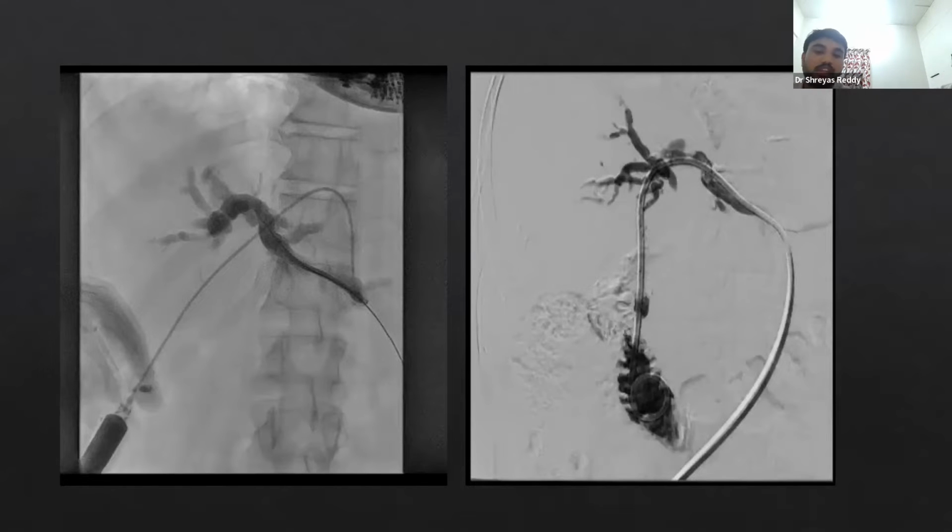Can you show the next image? What is being performed in this patient? Let's go to the next slide. What is performed here? So we have placed a self-expanding metallic stent across the level of the lesion into the duodenum. Excellent. Now that stenting is performed, what will you do with the pigtail catheter? Will you keep it there or will you remove it?